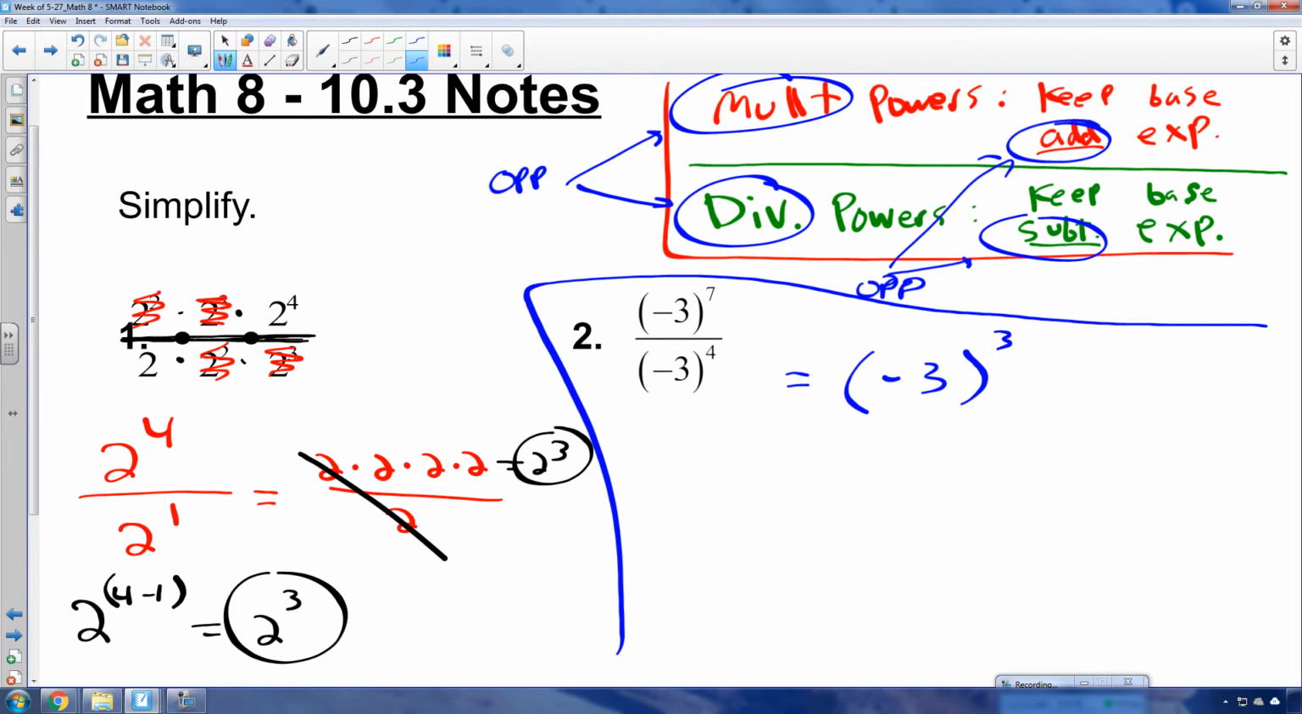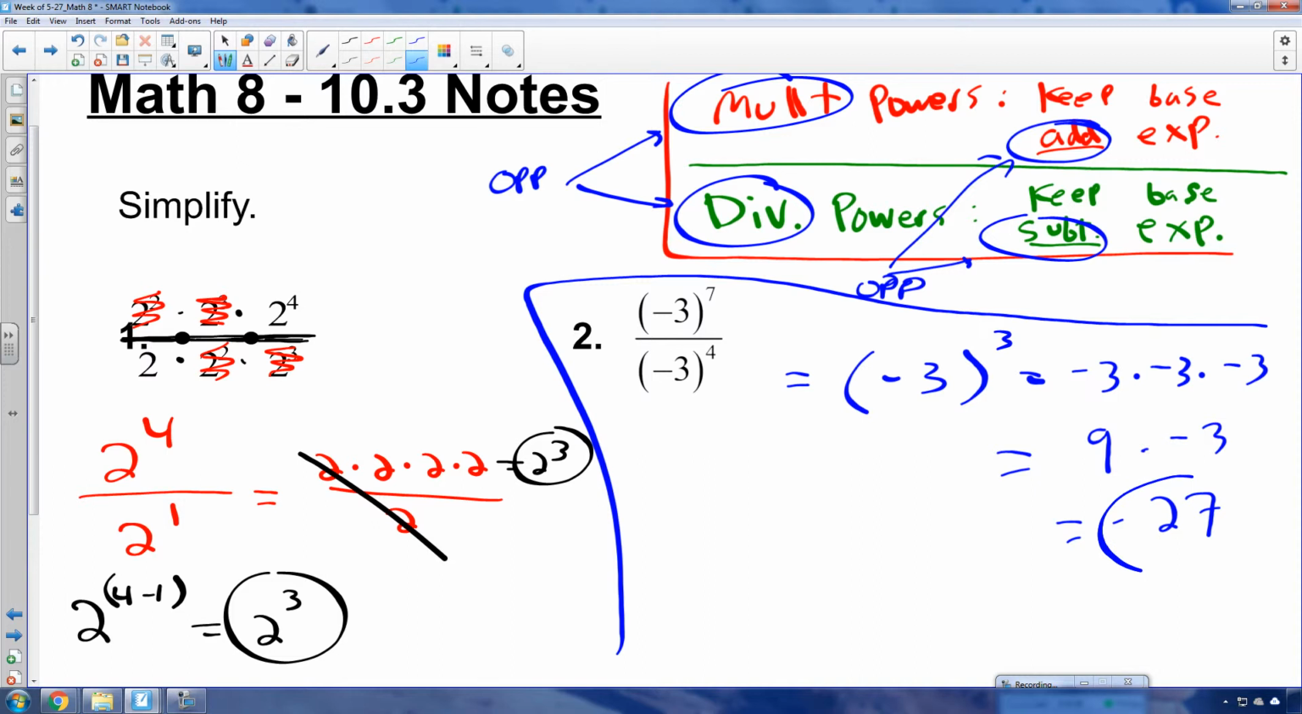And if it says to expand, you should expand. It doesn't always say that, but I just want to show you how you'd expand. You just do negative 3 times negative 3 times negative 3. We know negative 3 times negative 3 is positive 9. So this whole thing comes out to negative 27.